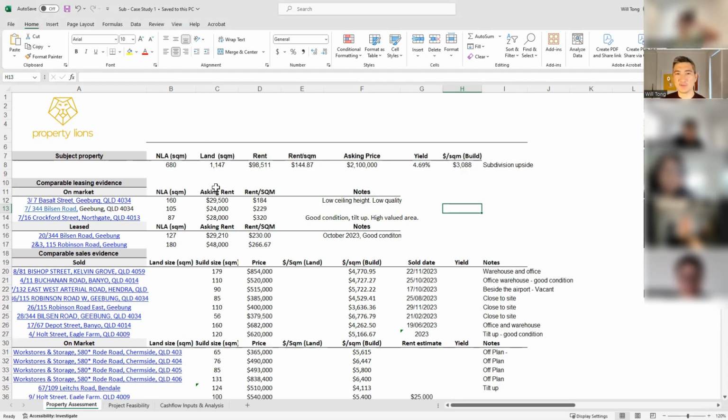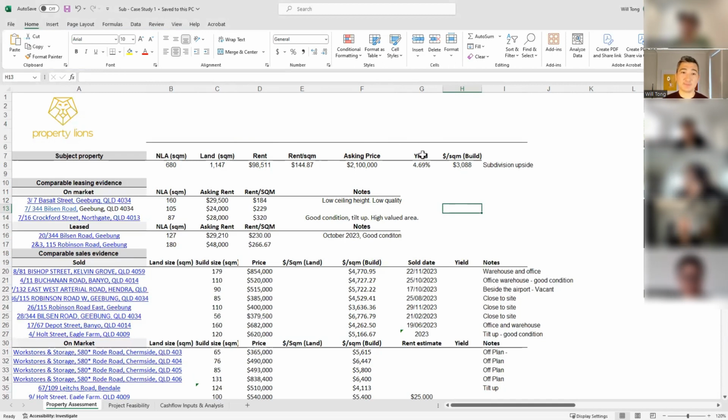Total land size, 1147. The passing rent at the point of purchase was $98,511 net per annum, which equates to $144 per square meter net. 2.1 was the price and had a reflective yield of about 4.7 initially.